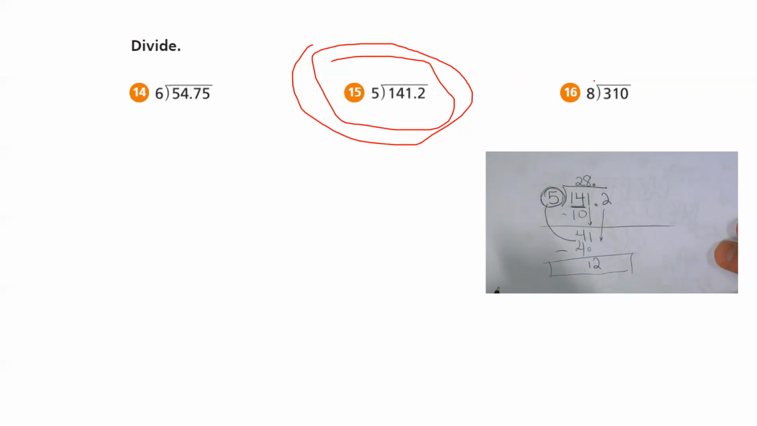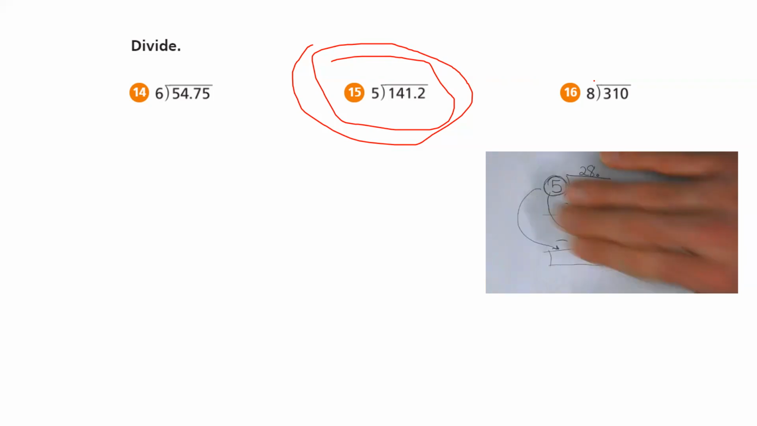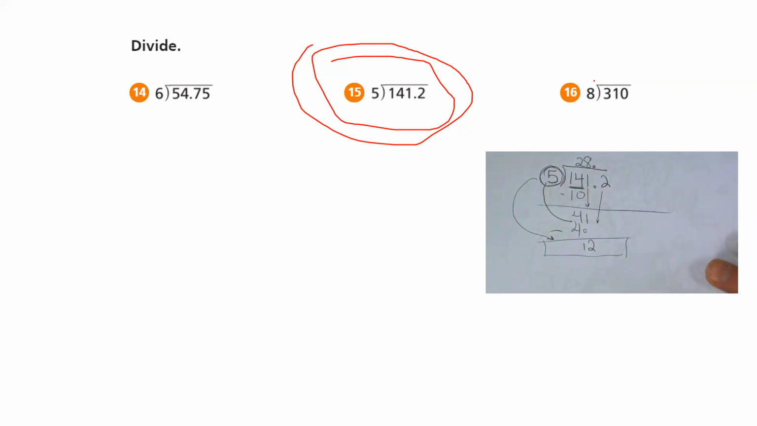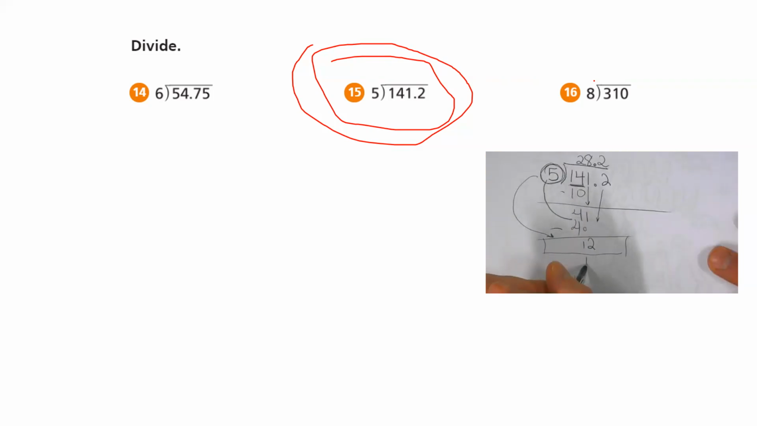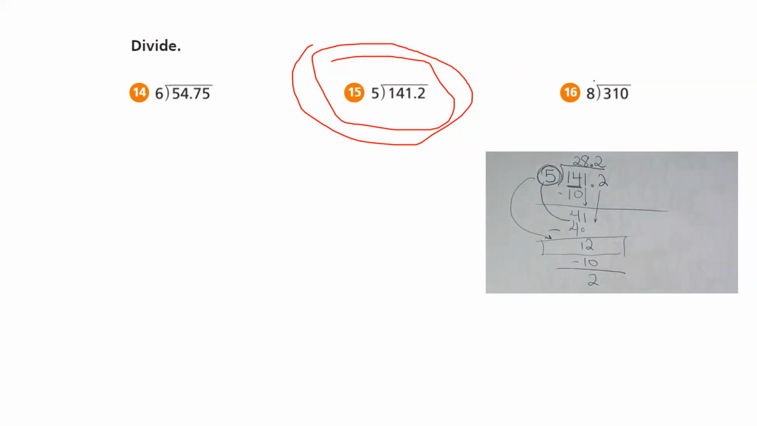I've had a lot of students in the past that every time you go into a number, you just circle it. So it's like your brain kind of erases everything else and you're only going into that number. How many 5s are in 12? 2. What's left over? Okay. Now, this is where things are going to change a little bit, and I'm going to talk to you about this during our live session.